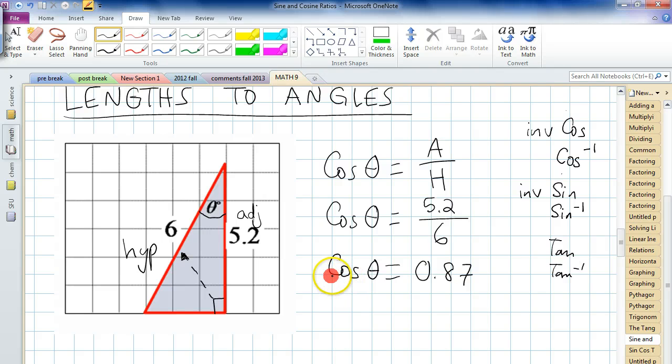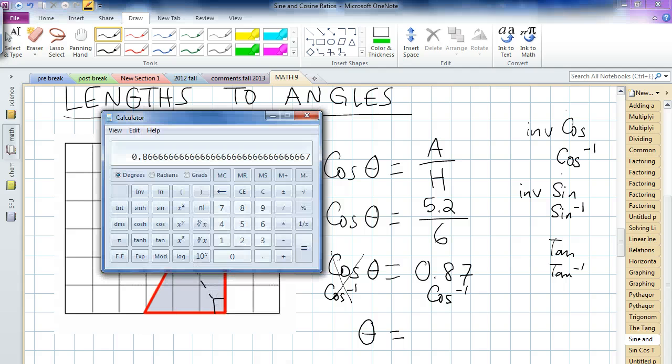Before we do that, let's get rid of this cosine by doing inverse cos here. Do the same to this side. When you do that, that gets rid of the cosine, and you're left with just theta. And then we have to take the inverse cosine of 0.87. So here's how you do that. I know it sounds weird, but let your calculator do the work.